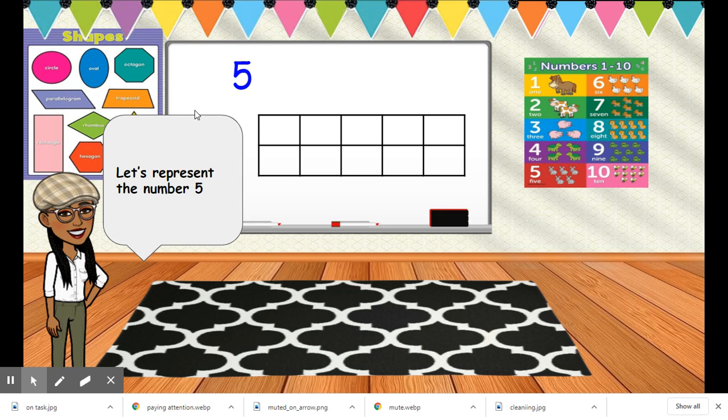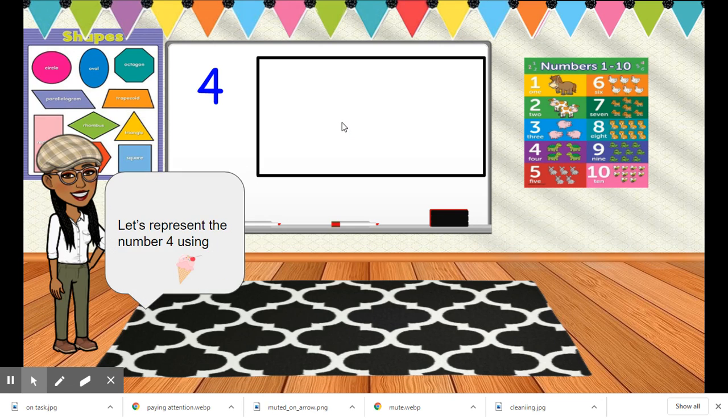Now let's represent the number 5, and this time we're going to use a 10 frame. Ready? Let's do it. 1, 2, 3, 4, and 5. So I represented the number 5 on a 10 frame because I have 1, 2, 3, 4, 5 counters. I showed how much 5 is by representing it on a 10 frame, by placing 5 counters on the 10 frame.